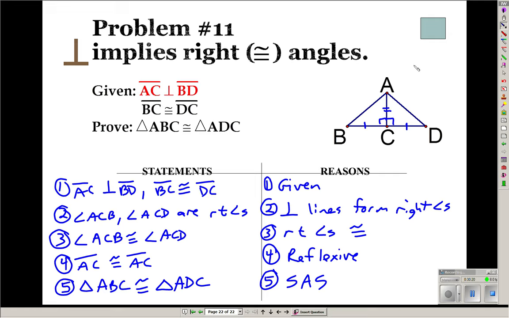Sometimes you might start a proof thinking one way and then realize you have to take a slightly different route, and that's okay. Just use what you're given, use what you're able to imply, and build the proof that way.